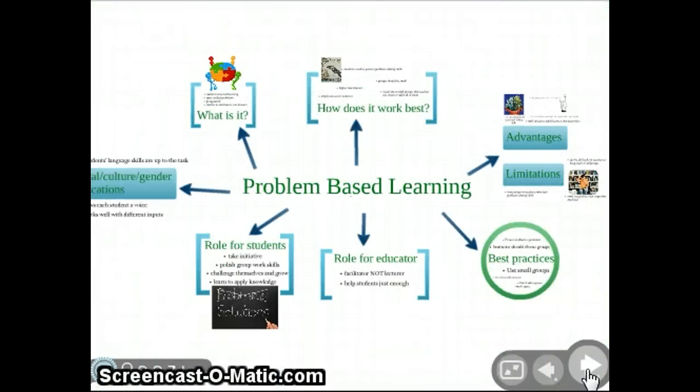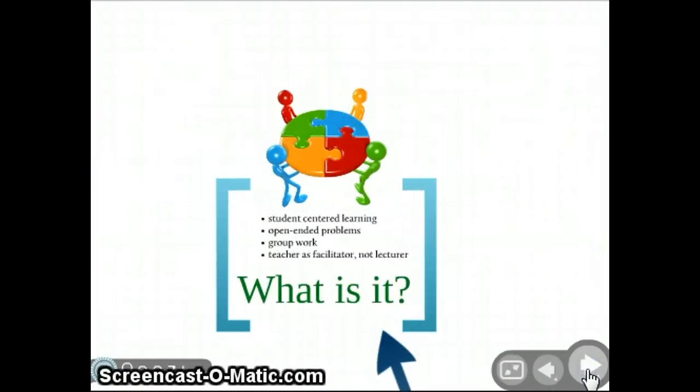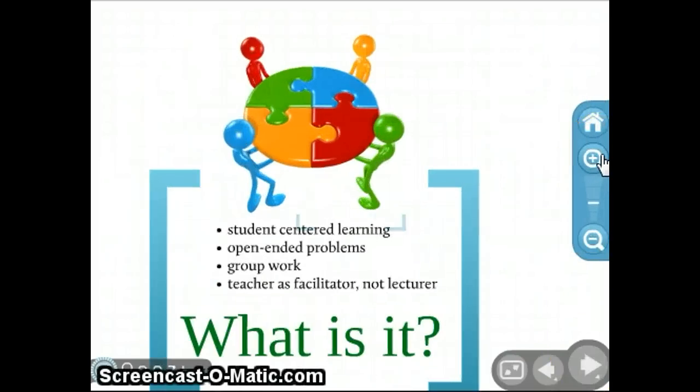I've chosen to present on the topic of problem-based learning. It's a learning strategy I find really interesting. I think it has a lot of use. Let's start by talking about what problem-based learning is.